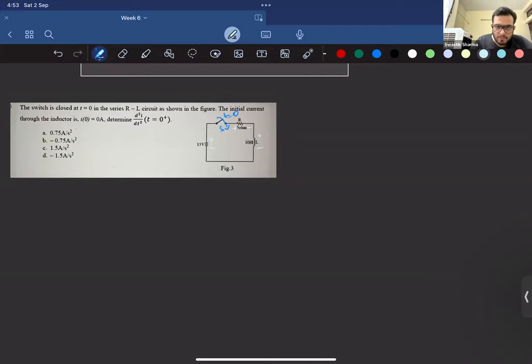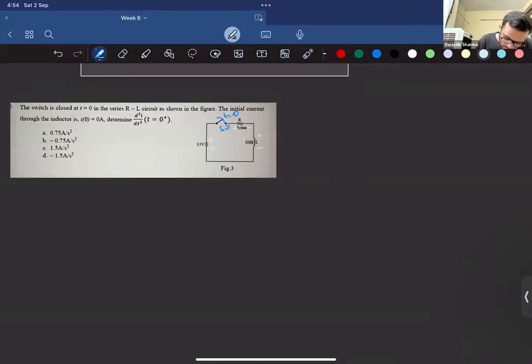Renessa, so what are we given over here? We are given an RL circuit, in which the switch is closed at t equals 0, and before that the current through the inductor is 0, right? So it's saying we need to determine the second order differentiation of I with respect to t at t equals 0, just after the switch being closed, that is 0 plus.